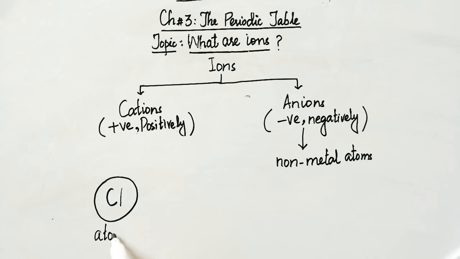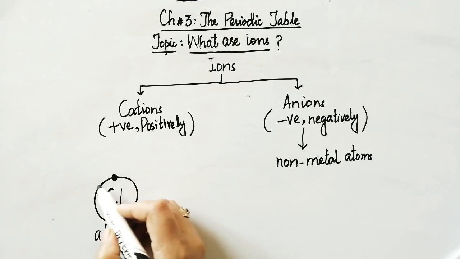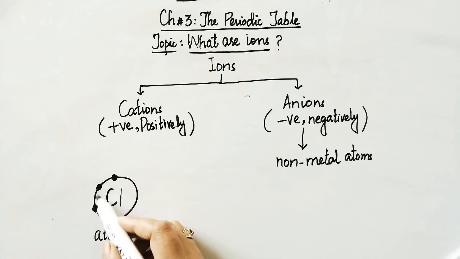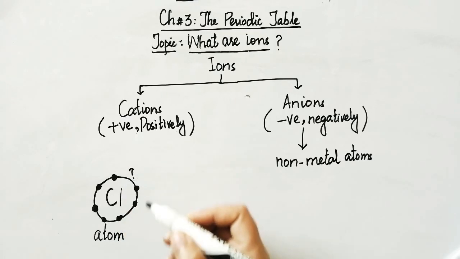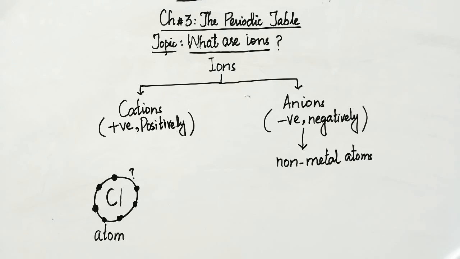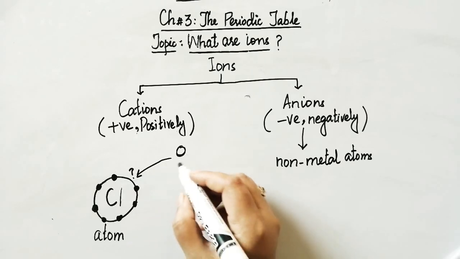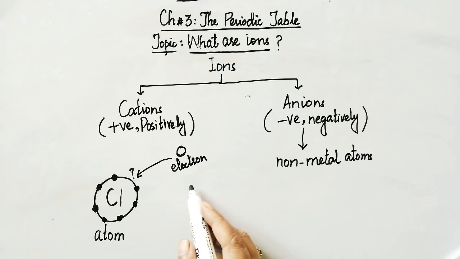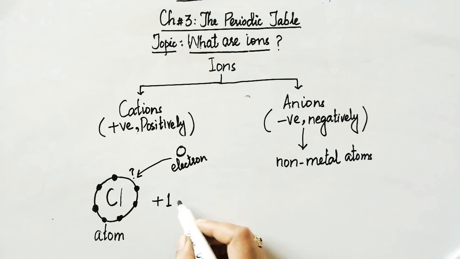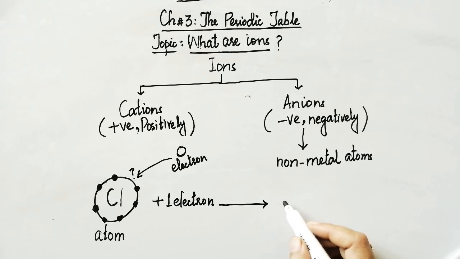So in this form, the chlorine atom has 7 electrons in its outermost shell. So 1, 2, 3, 4, 5, 6 and 7. So it requires one more electron, and that electron is donated by the sodium atom. So that electron from the sodium atom is gained by the chlorine atom, and after gaining that electron from the sodium atom, it becomes a negatively charged ion. So one electron that is gained by the chlorine atom makes it a negatively charged ion.